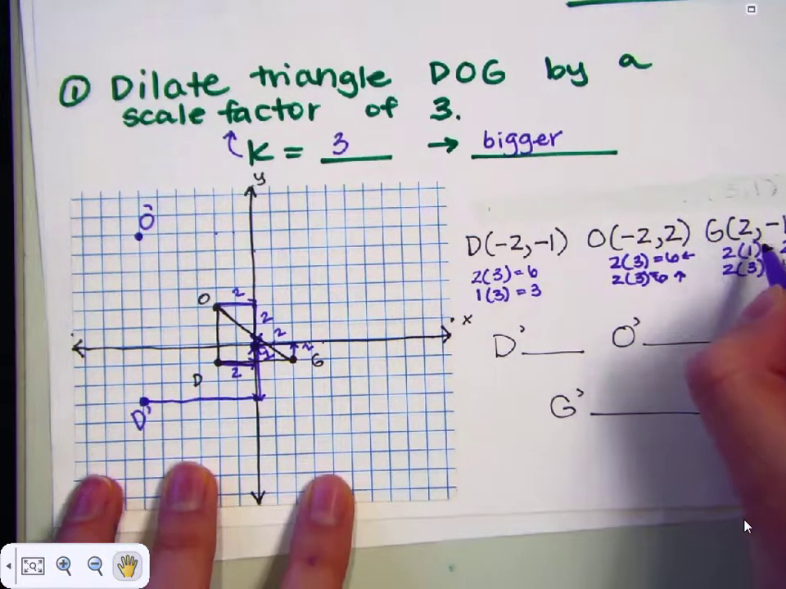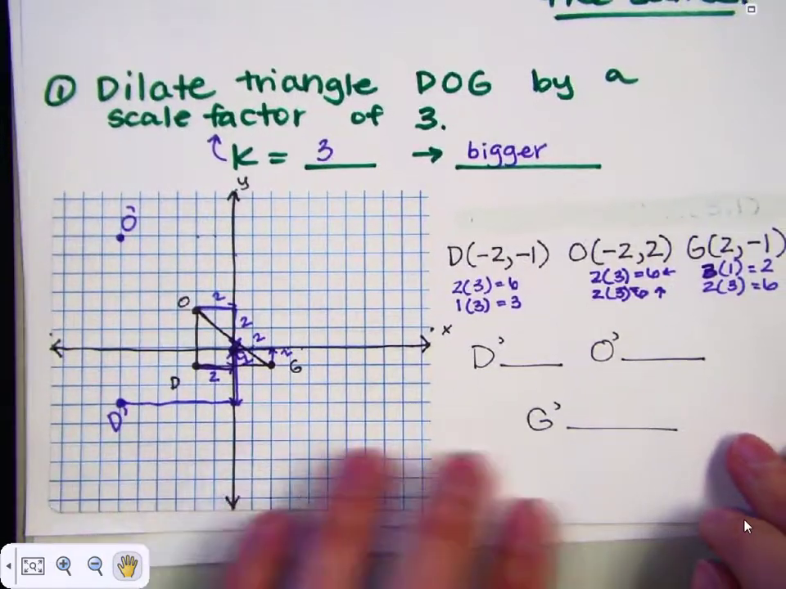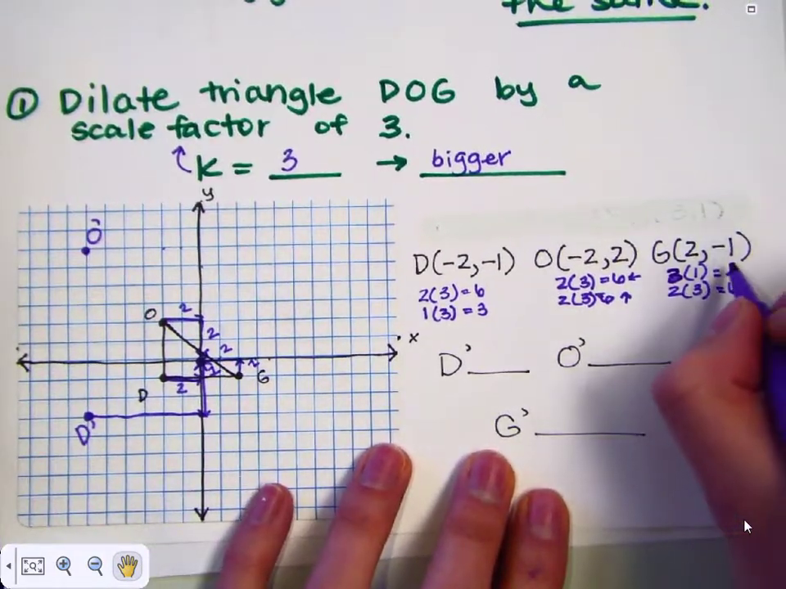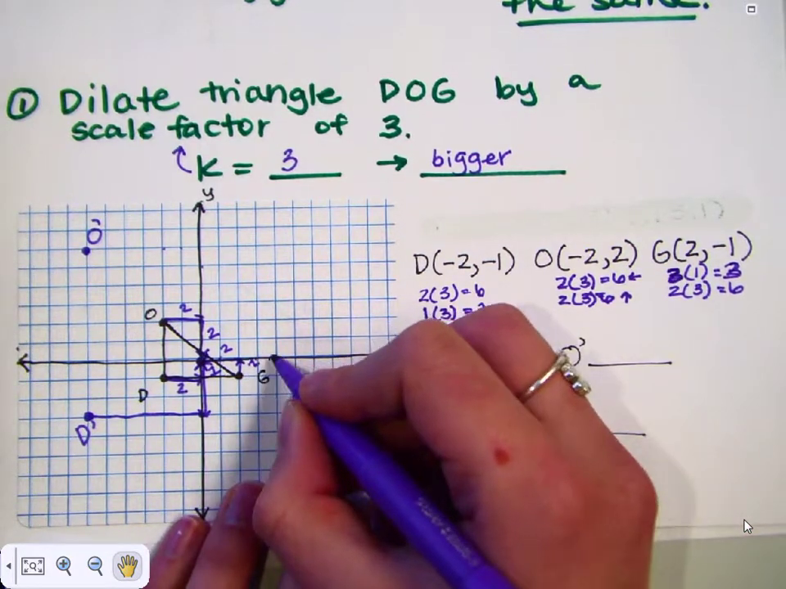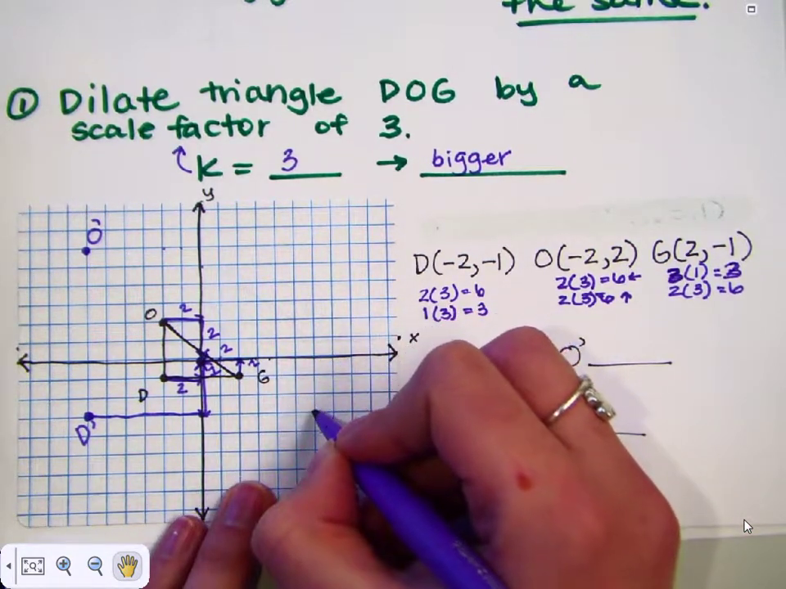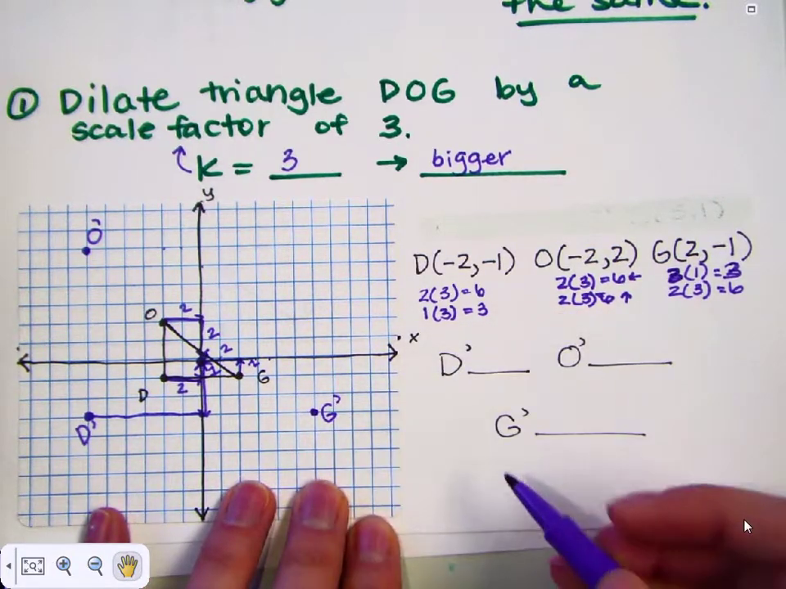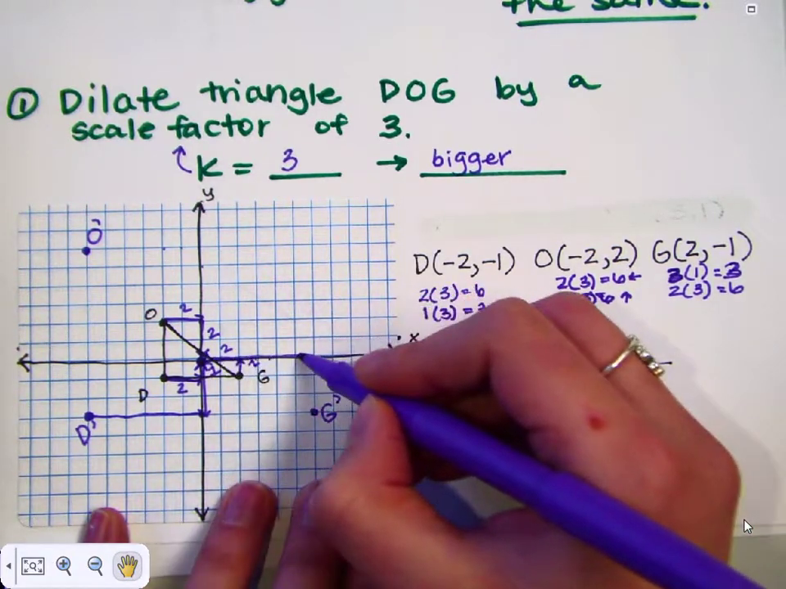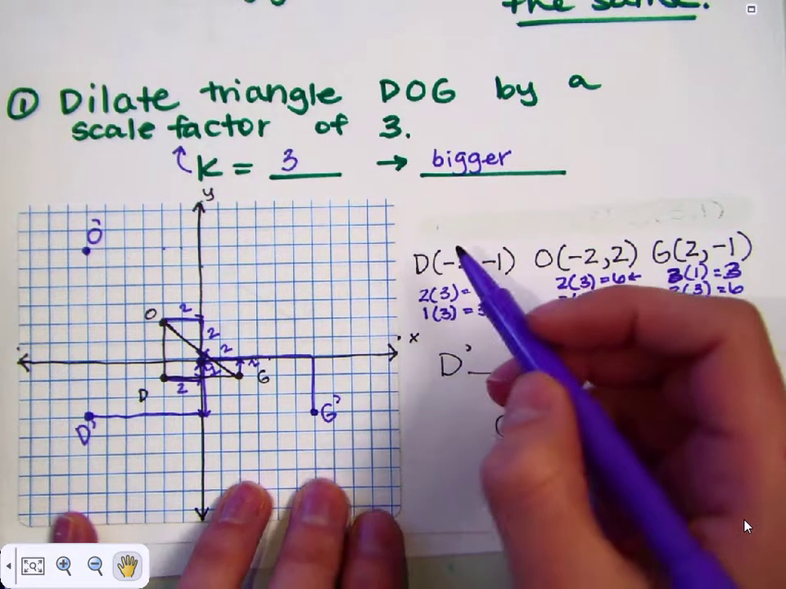Oh, sorry. 1 times 3. So this would be 3. So over 6 and down 3. And this would be my G prime. So notice my distance triples because I'm doing a scale factor of 3 from each point.